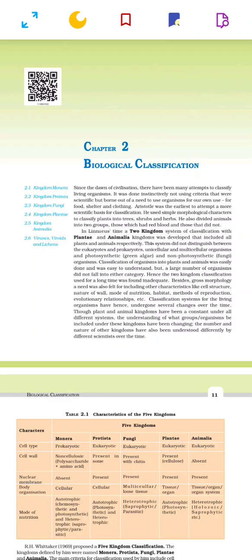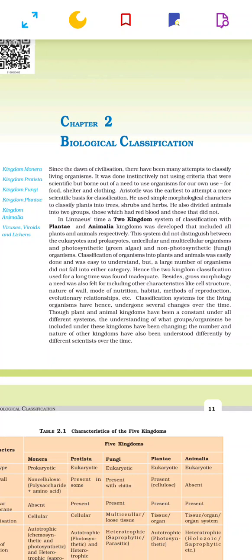In Linnaeus' time, a two-kingdom system of classification with Plantae and Animalia kingdoms was developed that included all plants and animals respectively. This system did not distinguish between the eukaryote and the prokaryote, between the unicellular and the multicellular organism, and photosynthetic, that is green algae, and non-photosynthetic, that is fungi organisms. Classification of organisms into plant and animal was easily done and was easy to understand, but a large number of organisms did not fall into this category. Hence, the two kingdom classification used for a long time was found inadequate.